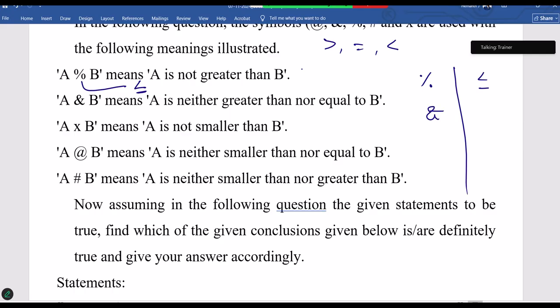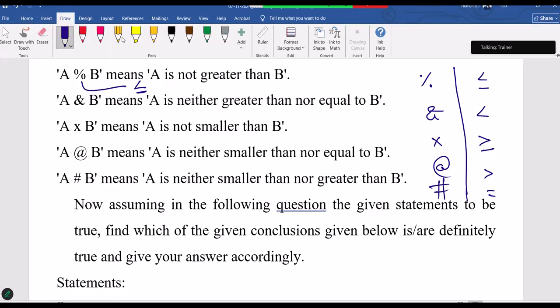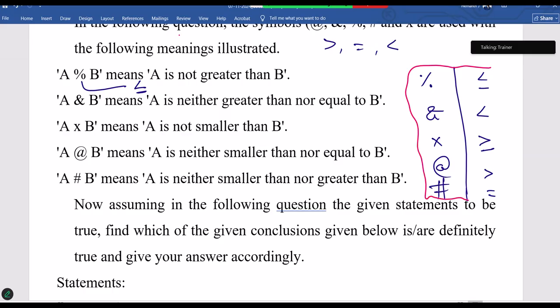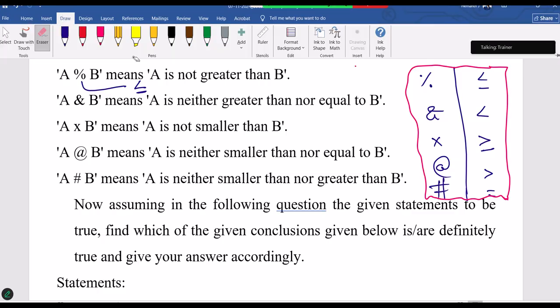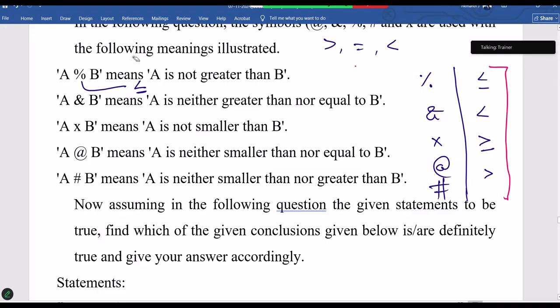And neither greater nor equal means less than. Not smaller than means it should be greater or equal. Neither smaller nor equal means greater. Neither smaller nor greater means equal. They're giving only one or two questions related to this, but first we need to decode each symbol's meaning. For that, we recommend keeping these three points in your mind. Next, this is equal.